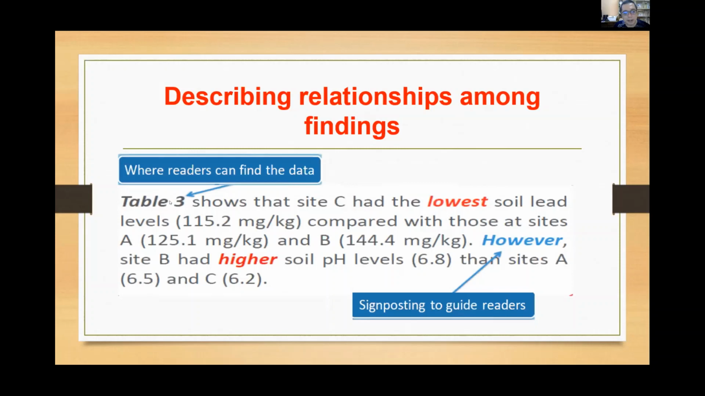Here are the examples that you see. Table 3 shows the site C has a lower soil level compared with those at site A, and B. However, site B has higher. You use the word "however" here as a signpost to guide the reader. You combine two pieces of information together, so it's very important to use some keywords as signposts for the two ideas. Because Table 3 highlights where the reader can find the relevant data.